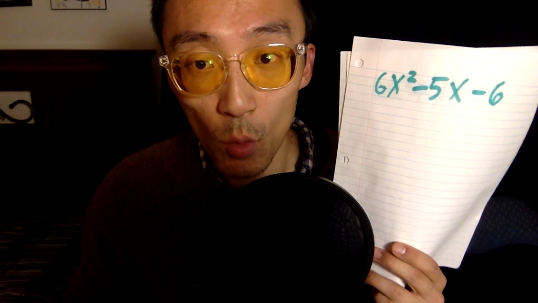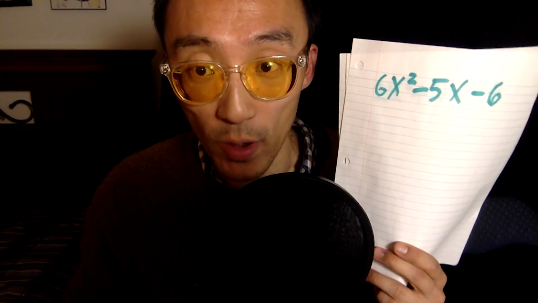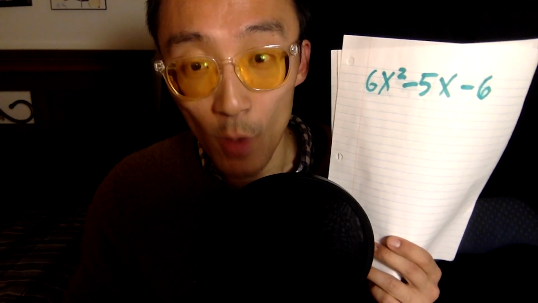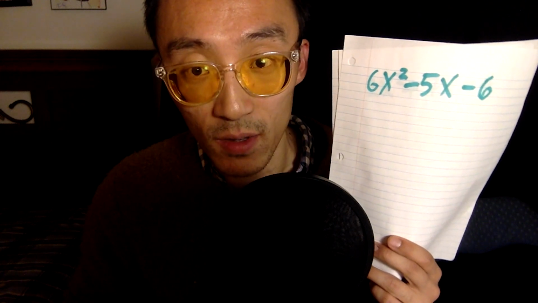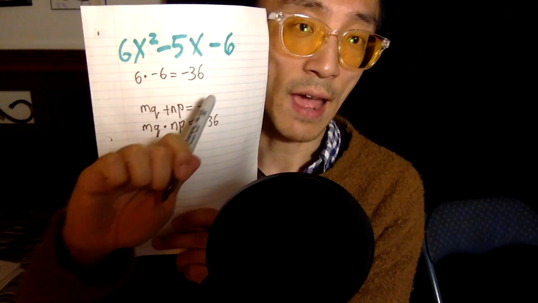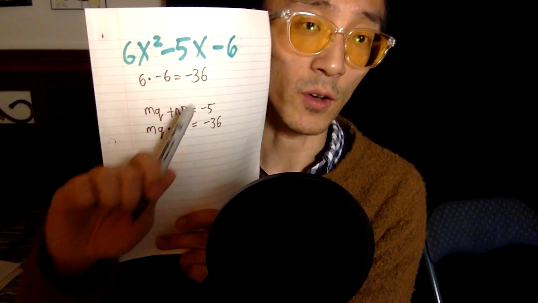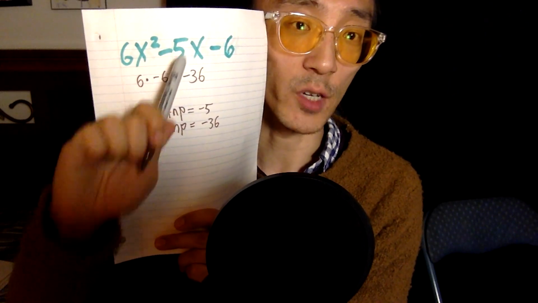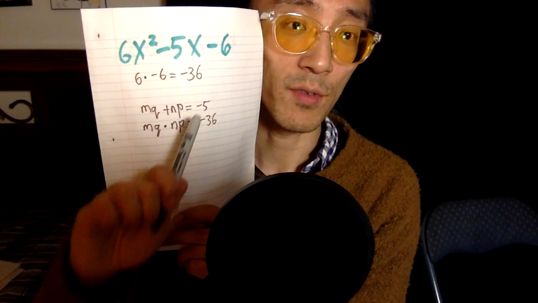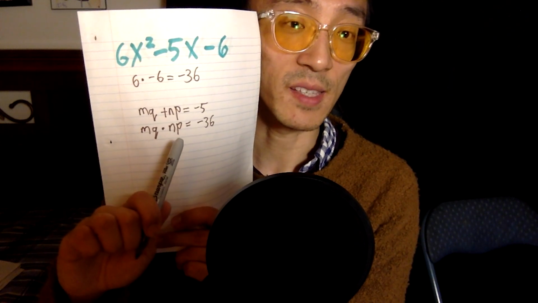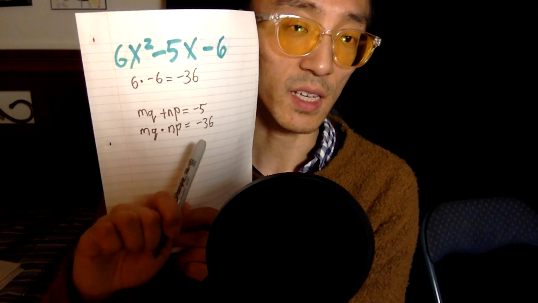What do we do now when we get a complicated one like this that has a coefficient in front of the x squared? Let's multiply the coefficient in front of the x squared and the constant. So what do we get here? Negative 36. Now that we know it's negative 36, let's apply everything else we learned about this coefficient. Something plus something is negative 5, and that same something times that same something equals negative 36.